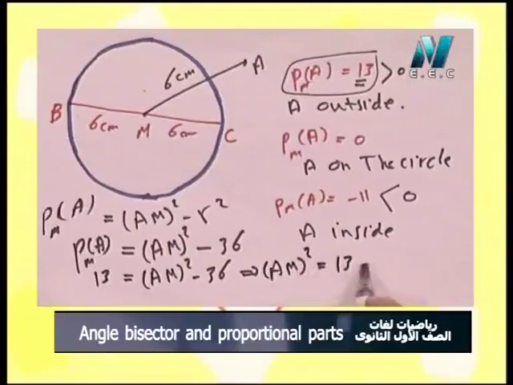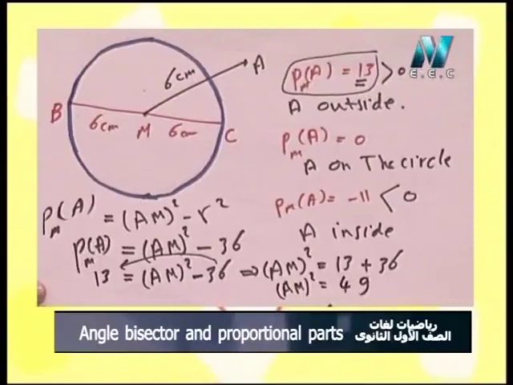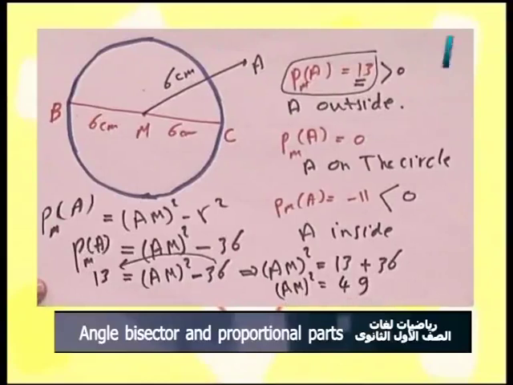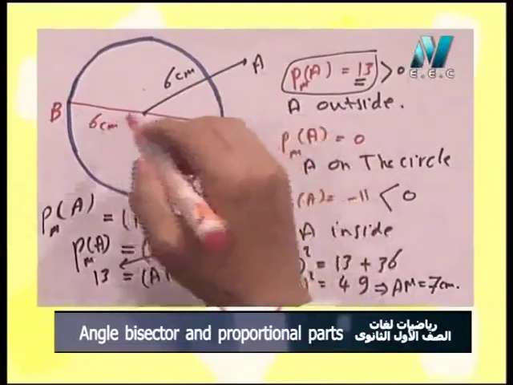Okay, so AM power 2 equals 13 plus 36. We have transferred negative 36 to positive. So AM power 2 equals 13 plus 36, and 3 plus 6 will be 9, 1 plus 3 will be 4. So by taking the square root of the two sides here, we will find that AM equals 7 centimeter. Okay, by the same way you can find the length of AM in the second one.